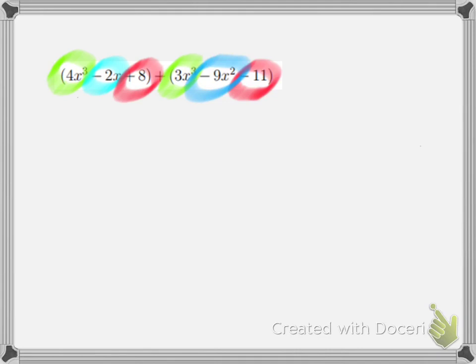So these two expressions that are in parentheses are being added together. The first thing we can do is just drop the parentheses, because they're really not doing anything for us other than visually grouping two sets of terms. They're not serving any other purpose. So let's go through this and combine our like terms.